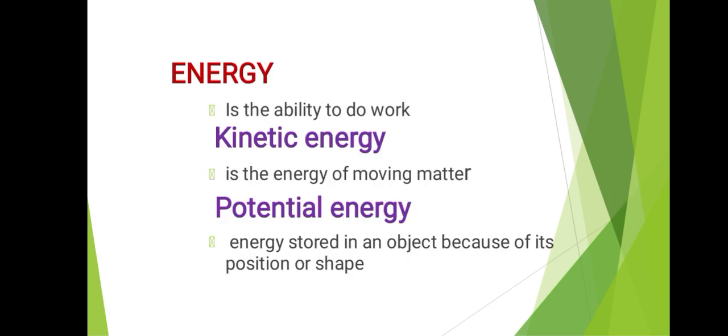The most common definition of energy is the ability to do work. Energy can be found in almost everything and everywhere. There are two kinds of energy. The first one is the kinetic energy. It is the energy of moving matter. And then the potential energy is the energy stored in an object because of its position or shape.